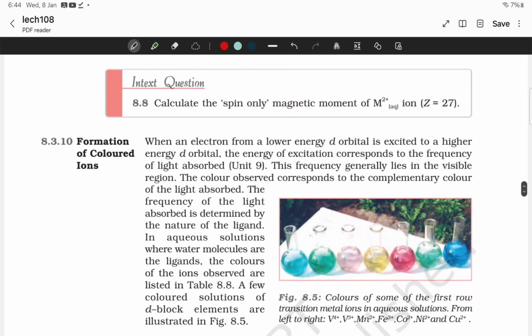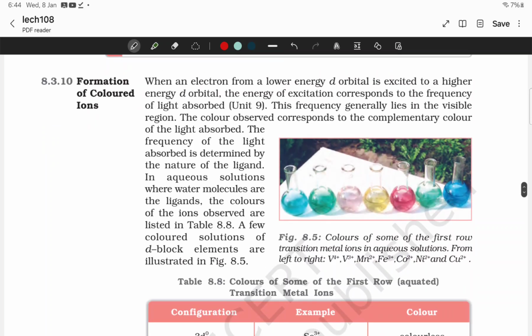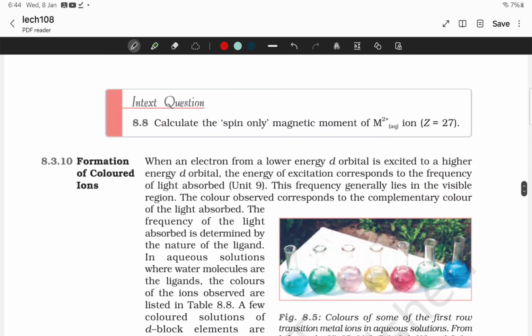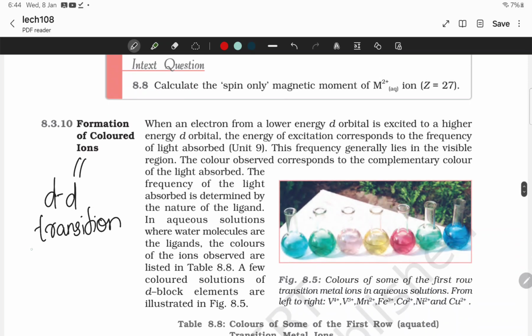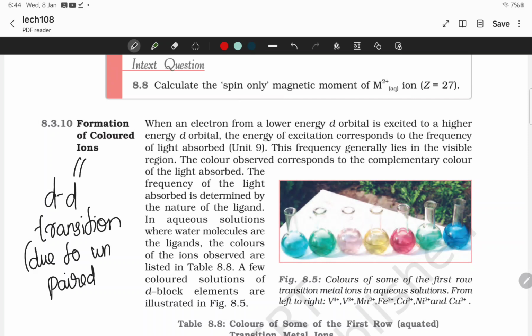That's about it. Now, color formation. Why do d block elements form color? The reason is d-d transition. This is the only reason that you should learn. Why is d-d transition happening? Due to unpaired electrons.